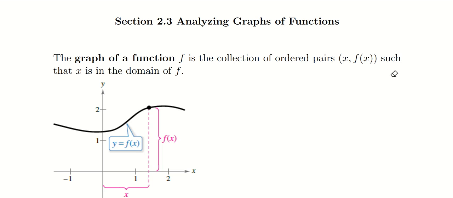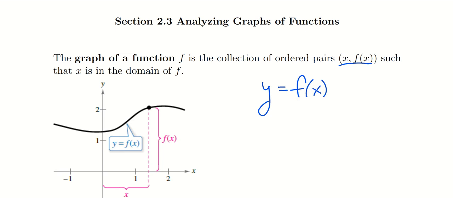In section 2.3, we're going to look at analyzing graphs of functions. The graph of a function f is the collection of ordered pairs of the form x comma f of x such that x is in the domain of f. Another way to say this is that an ordered pair will be on the graph of the function if it satisfies the equation y equals f of x.